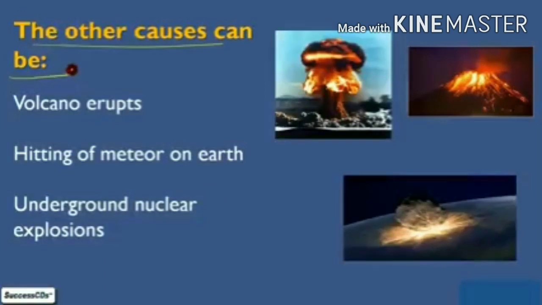There are some other reasons also behind the earthquake. So let's discuss some other causes of earthquake. The first cause is volcanic eruption. If a volcano erupts, then also an earthquake can take place. In the picture you can see, children, this is the volcanic eruption.